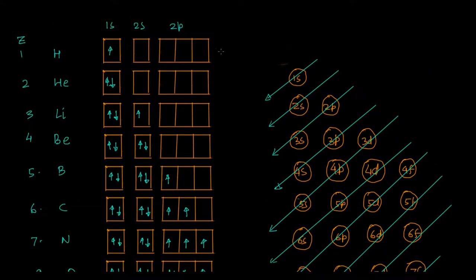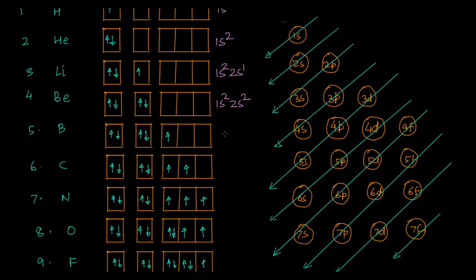Let us write the spdf notation for them. How do we go about it? This is 1s1. Correct. First shell, s subshell, 1 electron. This is 1s2. This is 1s2, 2s1. Here it is 1s2, 2s2. Here it is 1s2, 2s2, 2p1. Here is 1s2, 2s2, 2p2.